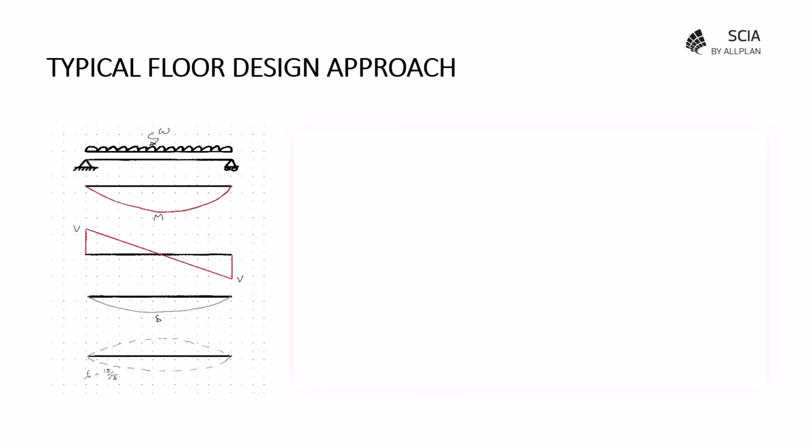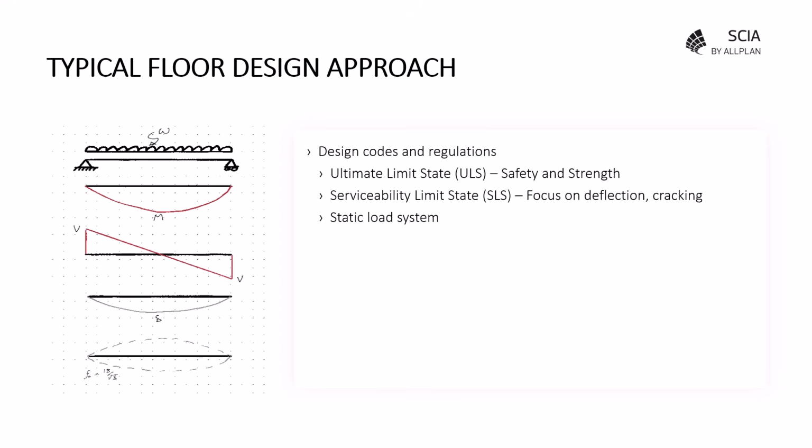The typical design approach has worked well for years, and it still does. It's normally governed by some design code and regulations. That usually means satisfying ultimate limit state criteria for safety and strength. And it also involves some serviceability check, normally focused on deflection or sometimes cracking. The overall focus is on a static system because we typically don't want buildings to move. Dynamic behavior is often considered separately or not at all.